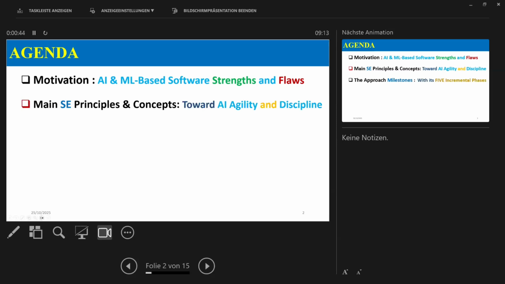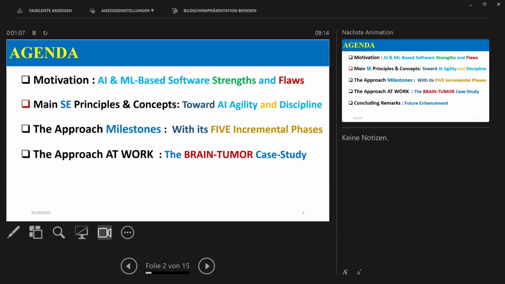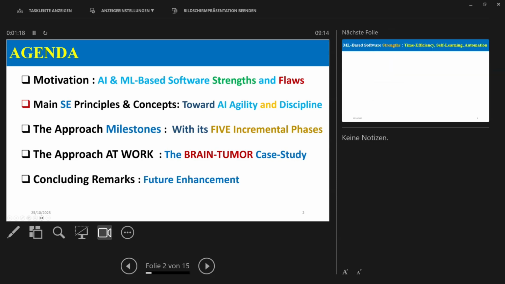The solution to overcome these flaws will be based on software engineering techniques, to bring more agility and discipline. The approach is milestone based and built on 5 incremental steps, and the work will be illustrated and validated with a healthcare case concerning brain tumor. And I will be wrapping up this presentation with some remarks and future work.